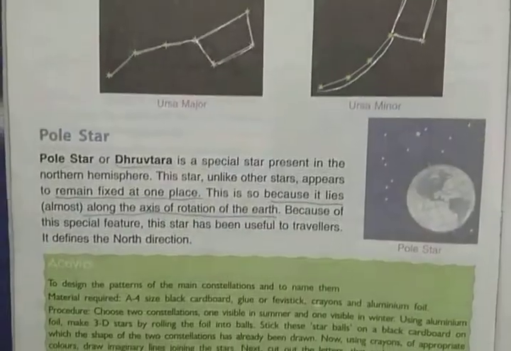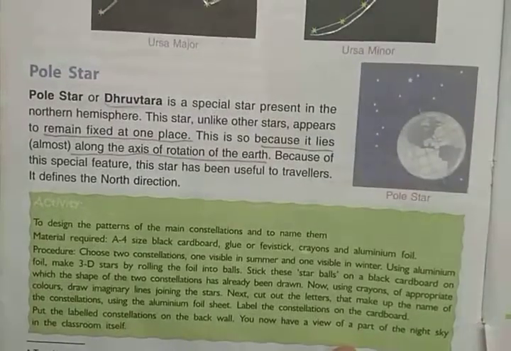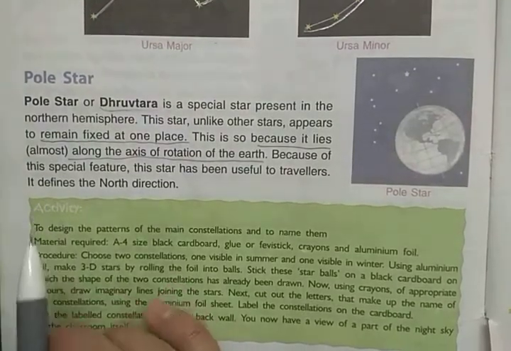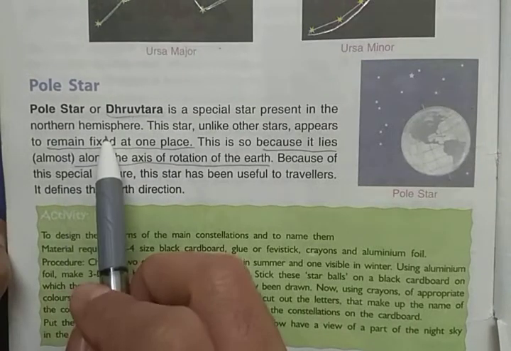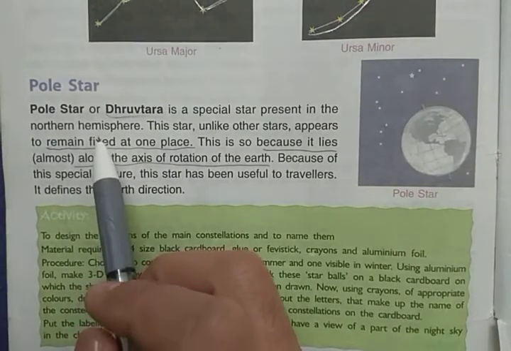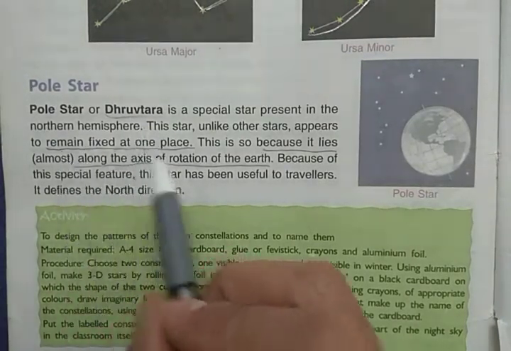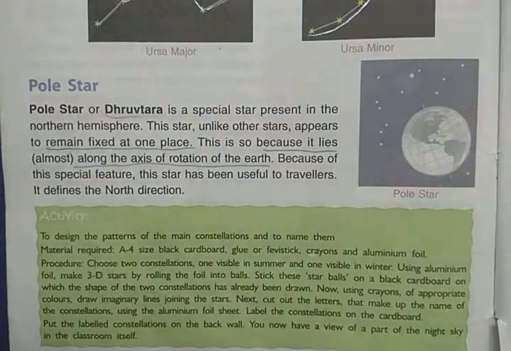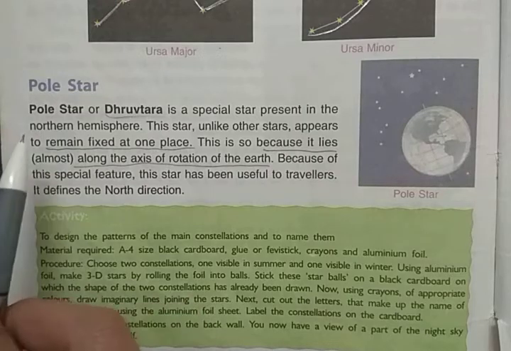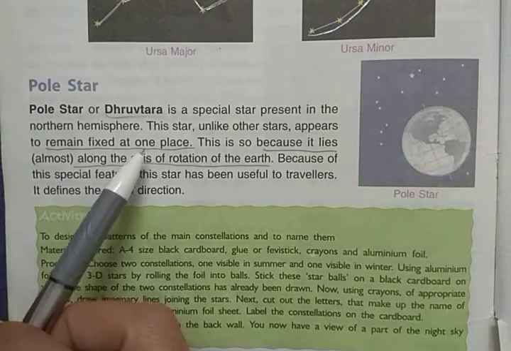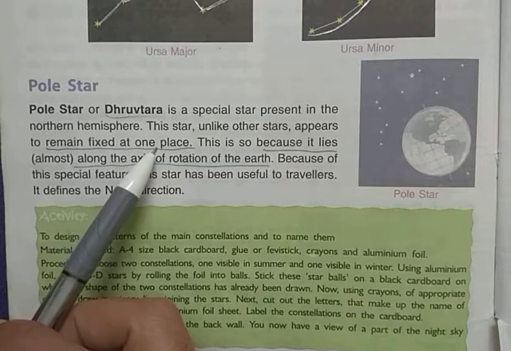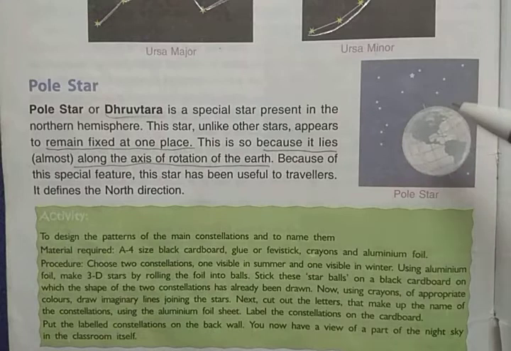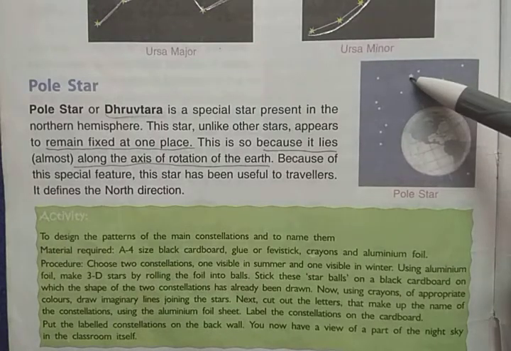Next is your pole star. So pole star is a special star in the northern hemisphere. ये नॉर्थ हेमिस्फीयर का स्पेशल स्टार है. Why is it special? Because unlike other stars, it appears to remain fixed at one place. बाकी स्टार्स की तरह ये मूव करता हुआ नजर नहीं आता, ये फिक्स्ड रहता है वन प्लेस में. And the reason behind it is that it lies along the axis of rotation of Earth. ये हमारे axis of rotation के ऊपर लाई करता है.